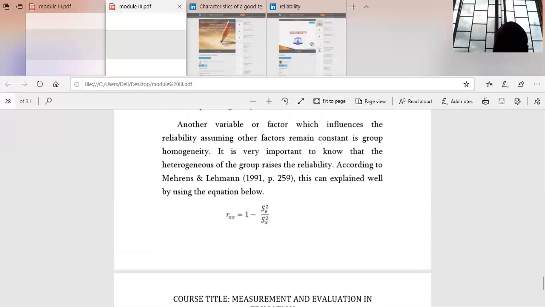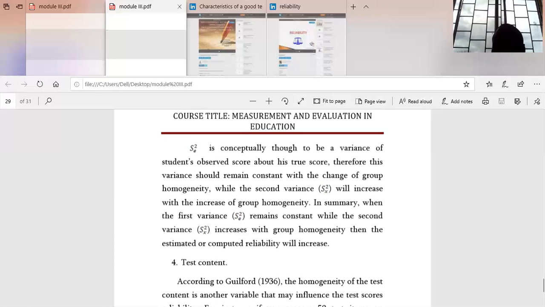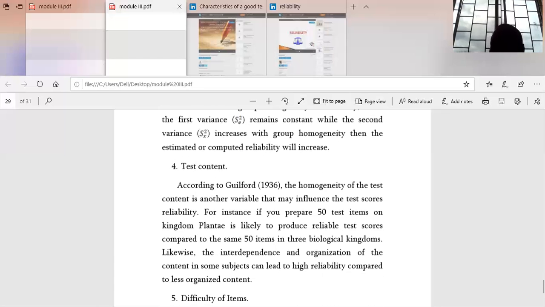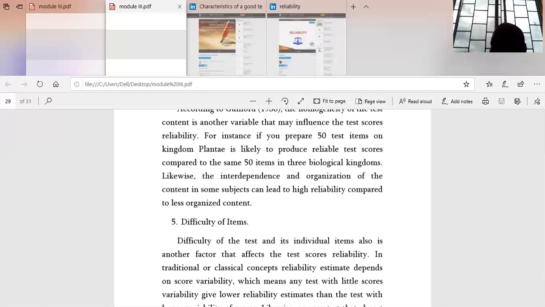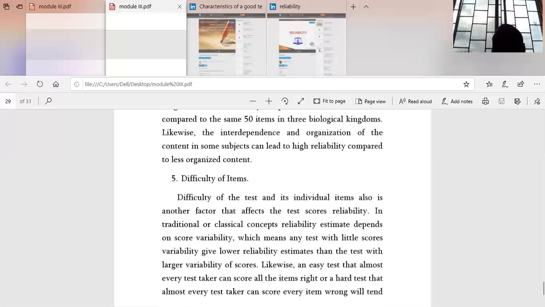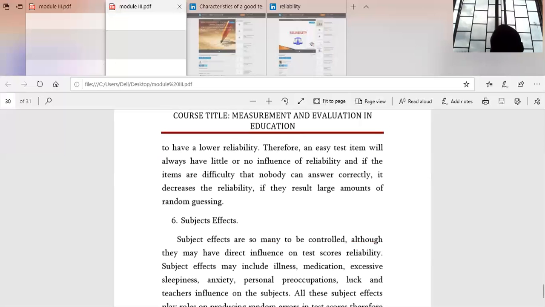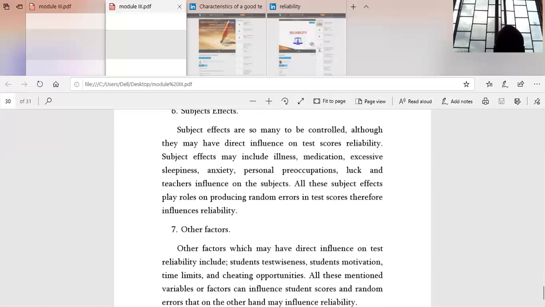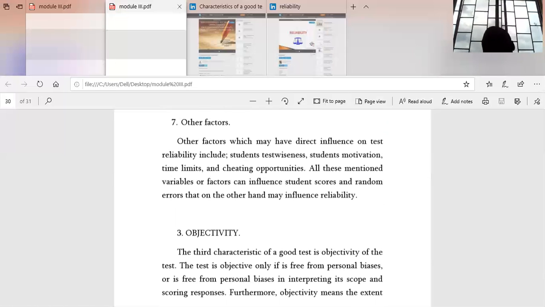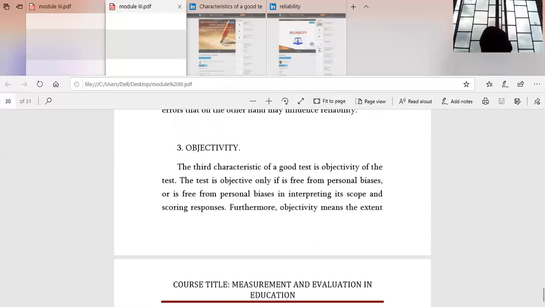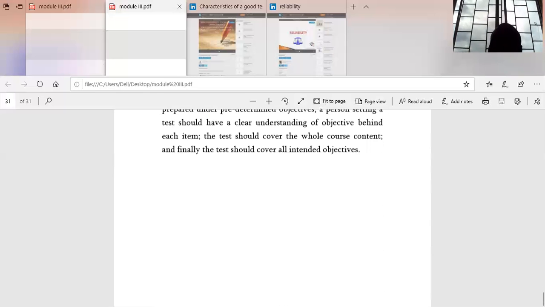And there is a way of calculating the homogeneity of the groups. Test content may affect consistency. Difficulty of items could affect consistency, and later on we're going to see how to calculate what we call the difficulty index. And another thing is subject effect. You may read about that, it's so simple, and the other factors you may read and later come up with answers. So those are the ideas of reliability. We are just looking at to what extent the result is consistent, even if it's been administered twice to the same group of students. The issue of objectivity has no calculation, it's so simple. You may read and then come up with answers.